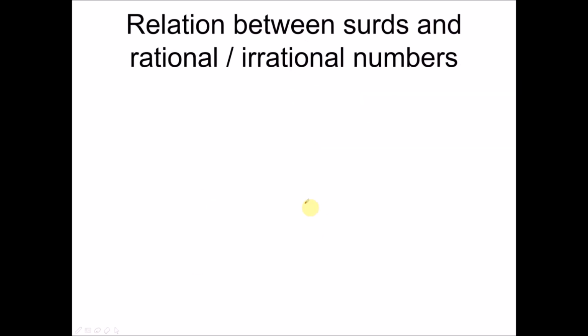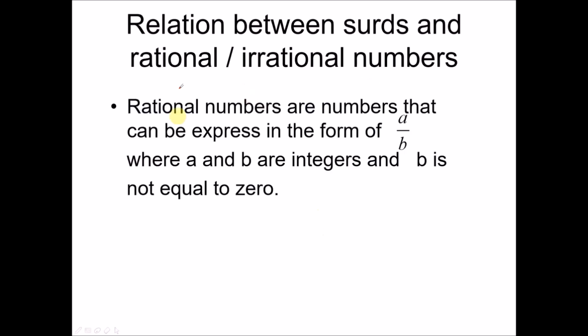Now we try to find the relation between surds and rational or irrational numbers. And actually, rational and irrational numbers, we have learned in Form 1, Chapter 1. We try to do a little bit of revision here. Rational numbers are numbers that can be expressed in the form of a fraction, a over b, where a and b are integers, and b is not equal to 0.